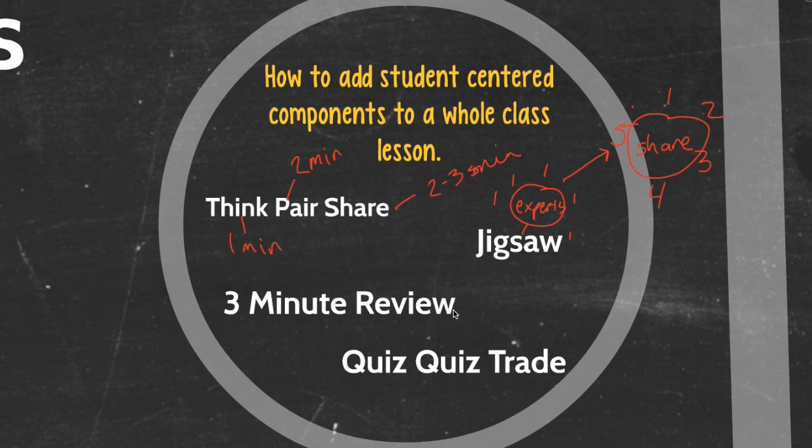3 minute review. This is pretty self-explanatory. So the kids, let's say they're sitting in a group, maybe after 20 minutes into whole class instruction, you give them 3 minutes to summarize where they're at so far.